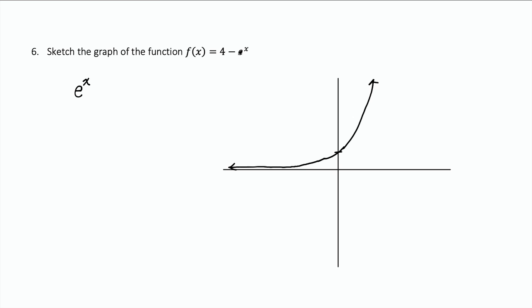Now, there's two things going on in this function here. I've got a negative in front of the e to the x, and I've got this positive 4. Okay, so the negative we'll start with. A negative in front of the e to the x. A negative in front of the entire function is a reflection in the x-axis.